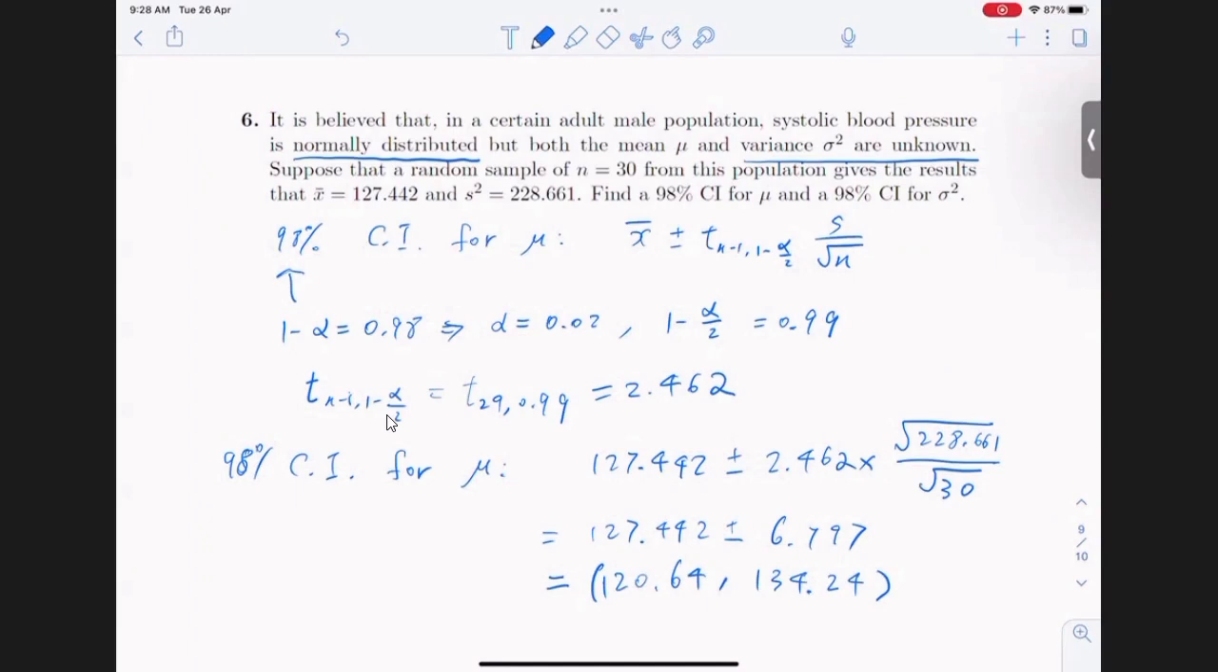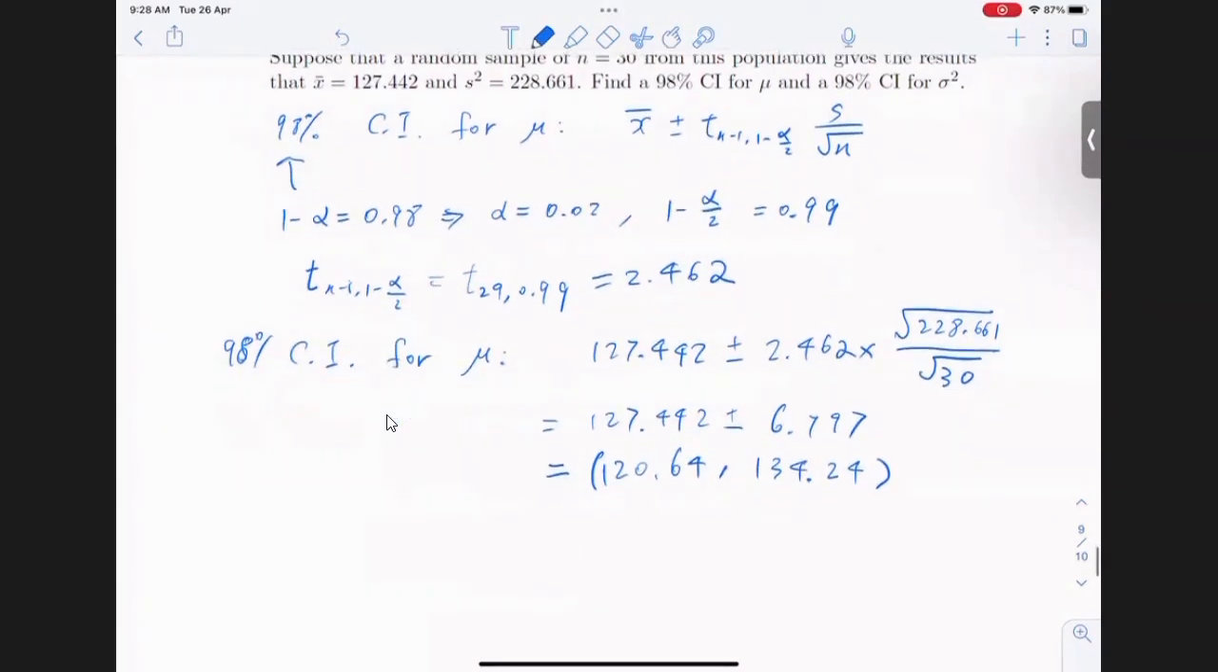Okay. Now for the confidence interval of the variance, the 98% confidence interval for the population variance, sigma squared, we use this formula.